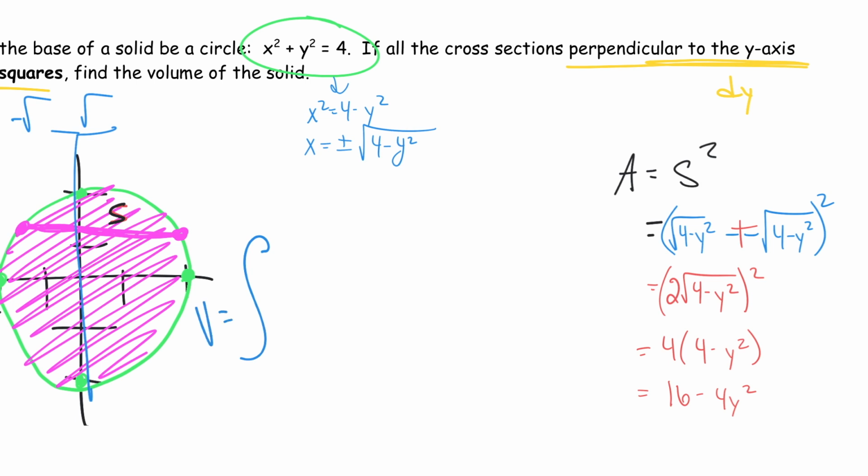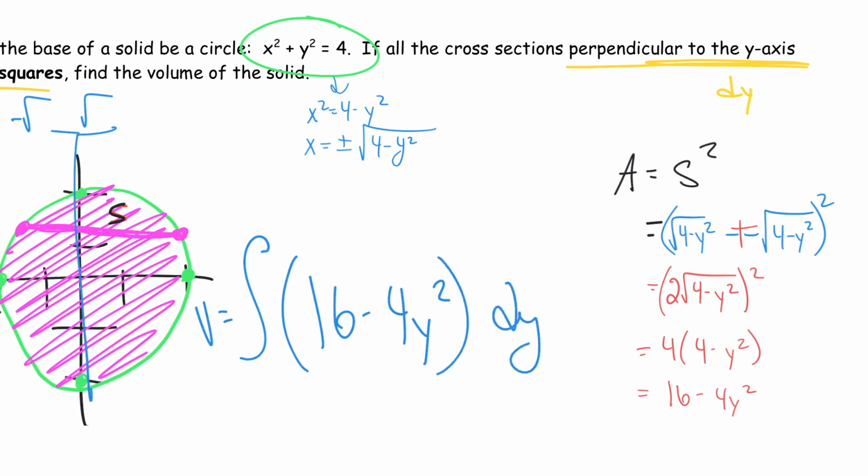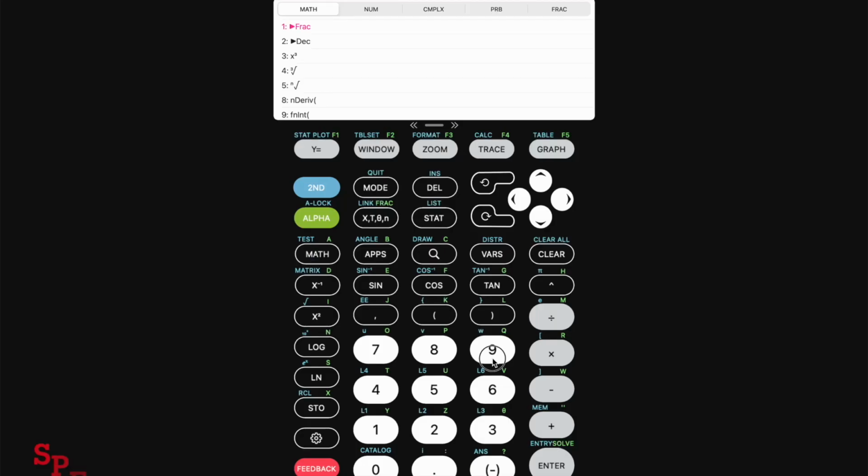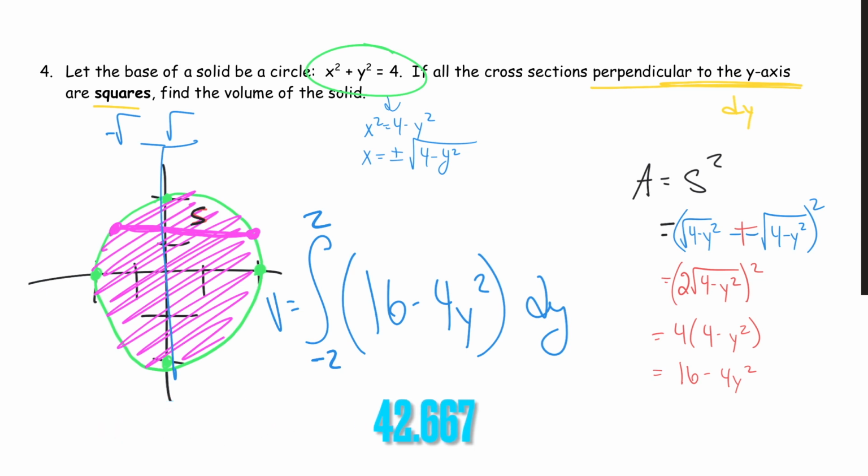So the volume is going to equal the integral of one of these squares dy, because it's perpendicular to the y-axis, and then our y values go from -2 to +2. So we'd throw this in our calculator. And we get 42.667, and that's it.